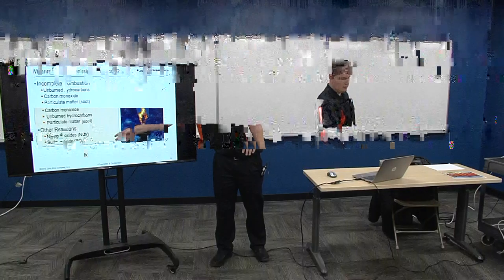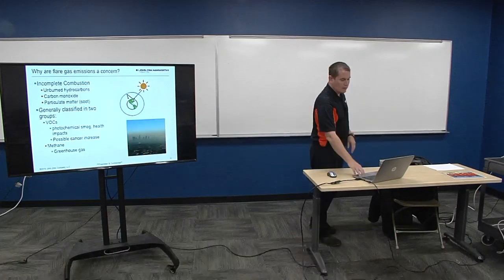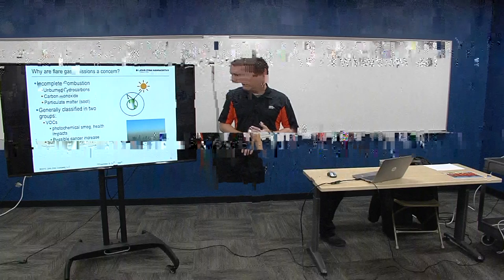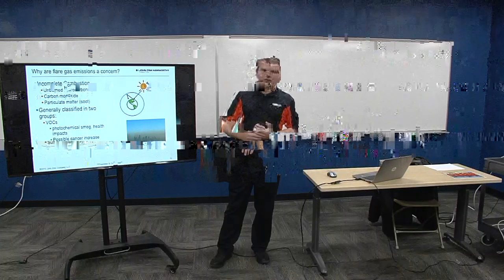So with incomplete combustion, right, there's generally two different groups of classifications. One is called VOCs, and VOCs are really smog, the things that you see on the news a lot talking about pollution, right? Ozone alert days. And then methane, which is considered a greenhouse gas, so that goes along with global warming and whatnot. So these are some of those products of incomplete combustion that we don't want to see when designing flares.